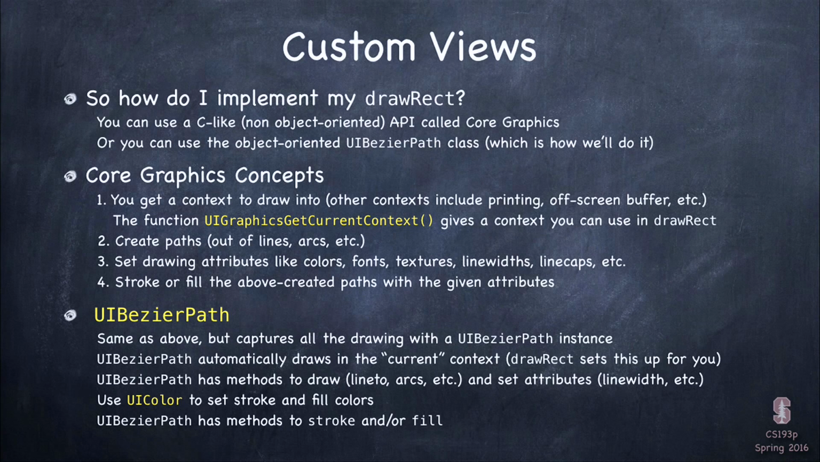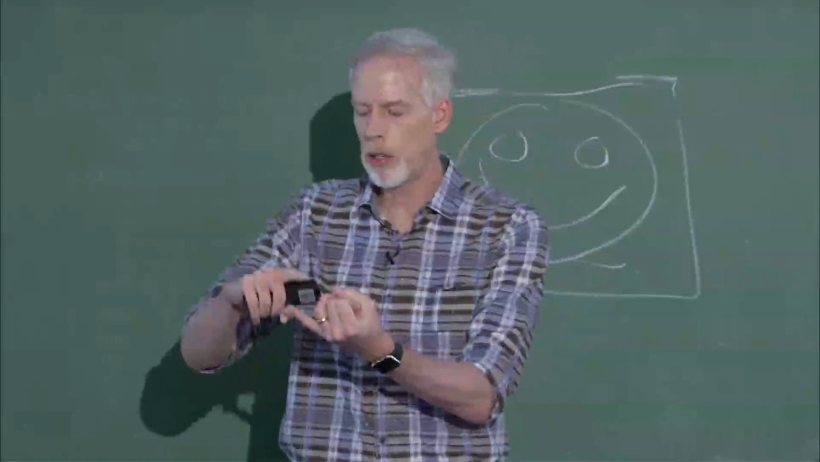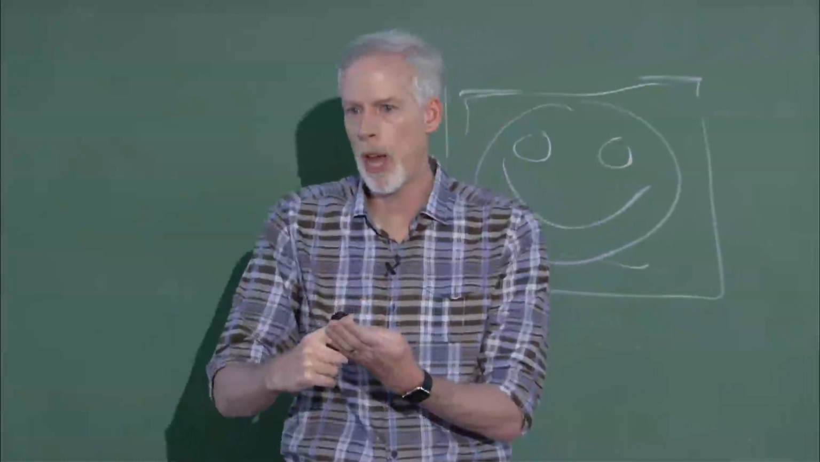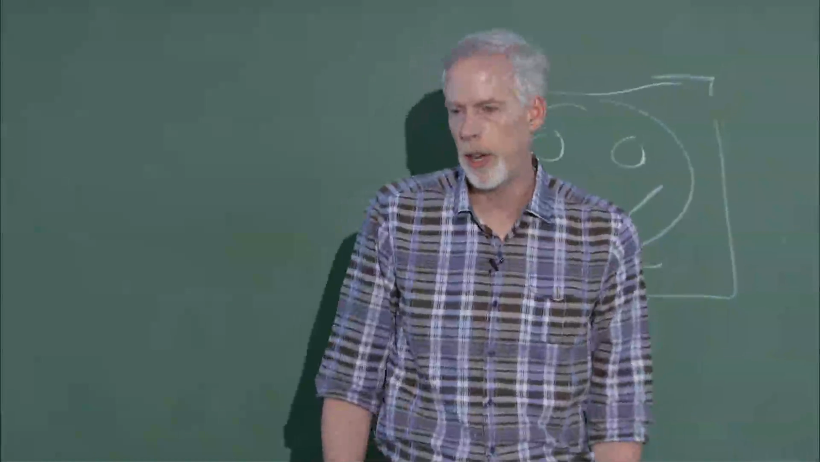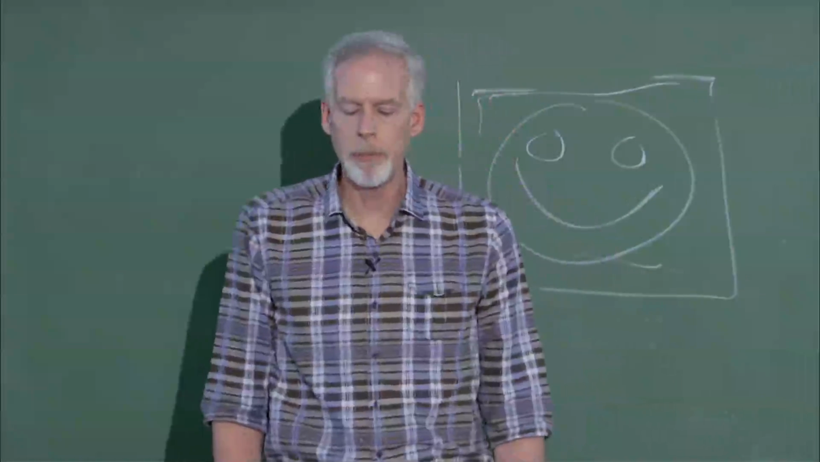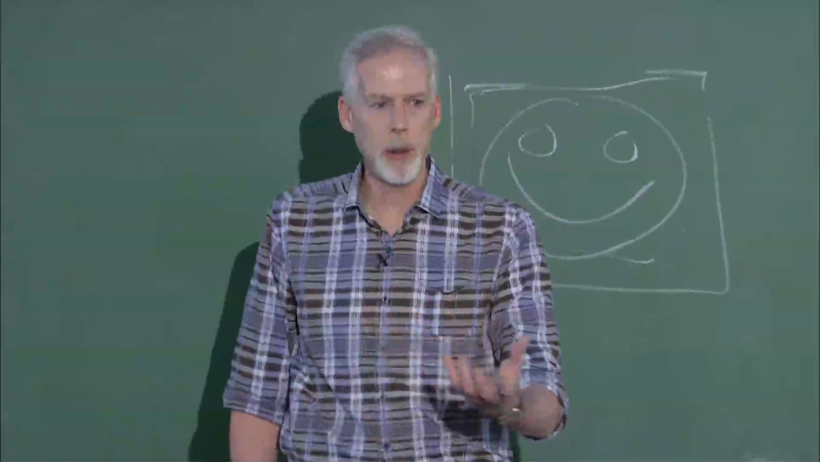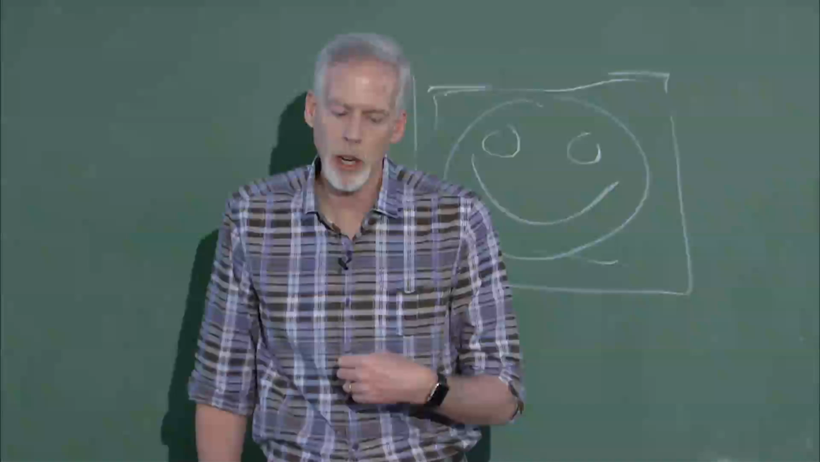So UIBezierPath just kind of encapsulates all that core graphics stuff into a nice class. It's nice because you can find everything you want. Basically everything you want to do to draw except for colors, fonts, text, and images. Those four things are not in UIBezierPath, but all other drawing is in there. Okay? So how do you do this? I'm only going to talk about UIBezierPath because it's object-oriented. We love object-oriented programming here.